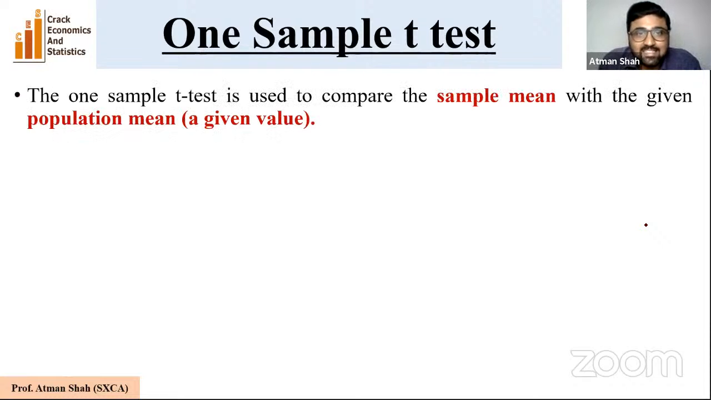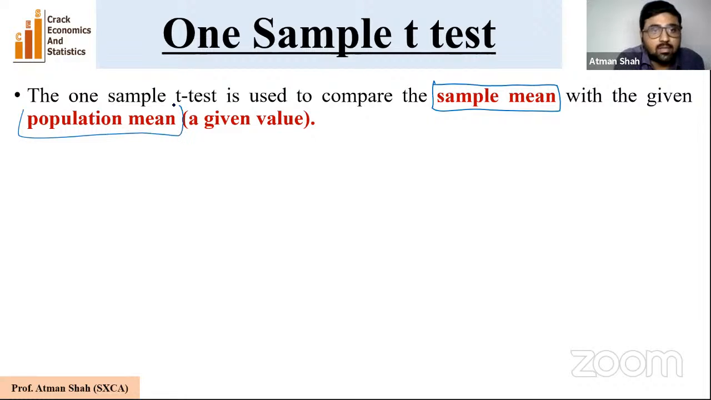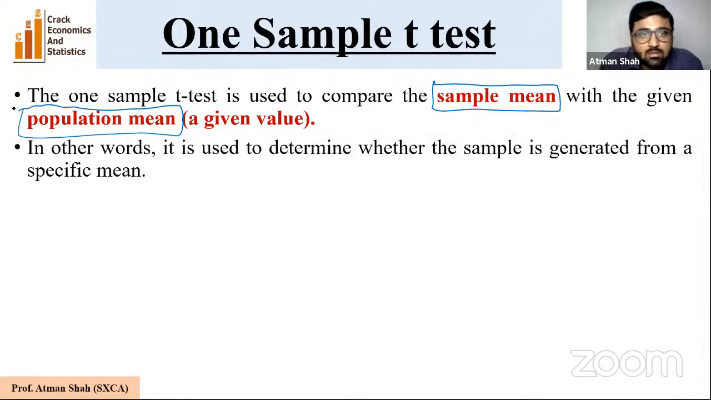So one sample t-test is used to compare the sample mean with a given population mean or a given value. So here we are interested to compare the sample mean with a population mean or a given value. It is used to determine whether the sample is generated from a specific mean.